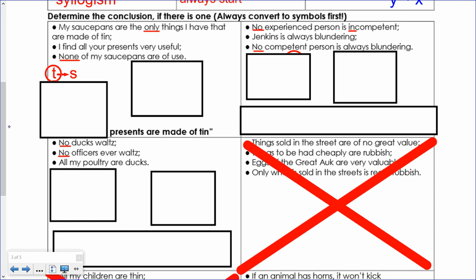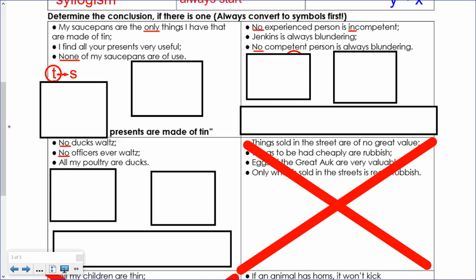Great. So the next statement says, I find all your presents to be very useful. How could I say that as a conditional? Well, let's say the words like if, what, then what? If it's one of your presents, then it's very useful. Yeah. If it's one of your presents, then it's very useful.